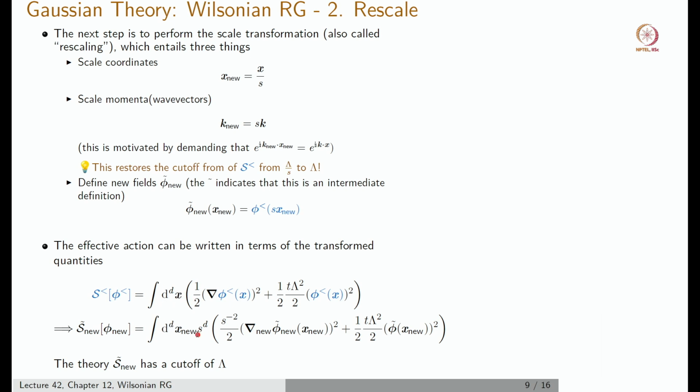So what will that be? That will be d d x nu times s to the power d, and this gradient I write in terms of the new gradient with respect to the new coordinate. So I will get s to the minus 2, since two powers of gradient show up here, and phi less than of x is literally equal to phi tilde nu of x nu. So we write that down here, and I get one half t lambda squared and this term. Now you see I have an action S tilde nu of this intermediate field phi tilde, and this looks like a completely different theory with different coefficients, but remember it has the same cutoff lambda as we started off with.